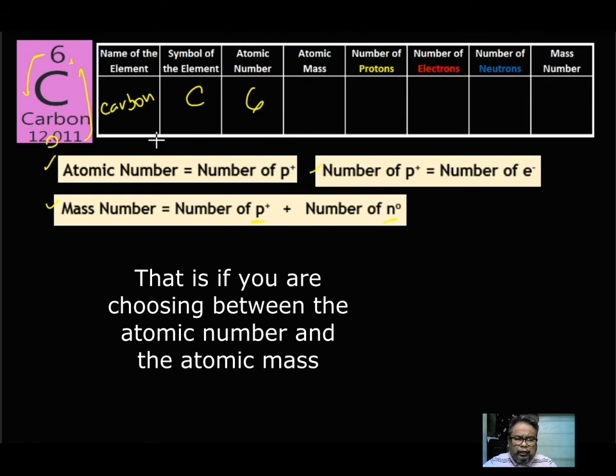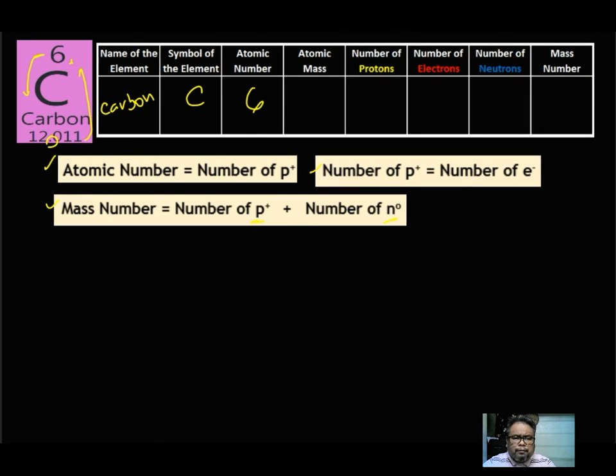Okay? Now, let's write it down. So, the atomic mass is 12.011. Then, the number of protons: the atomic number is also the number of protons. So, our atomic number is 6. So, let's write 6. The number of electrons is also the number of protons. So, therefore, it is 6. Now, let's skip the number of neutrons for now.